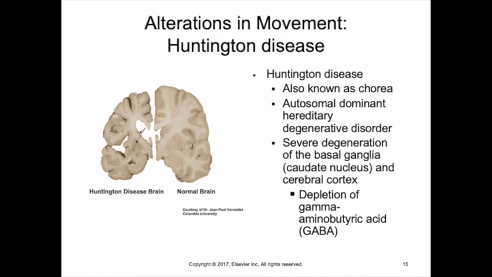And the evaluation and treatment is based on the diagnosis of Huntington's disease. You're going to diagnose by family history, clinical presentation, and genetic testing. There's no known treatment that's effective in halting the degeneration or the progression of these symptoms. The disease is unfortunately fatal. This severe degeneration of the basal ganglia is going to cause a depletion of GABA, which is gamma aminobutyric acid.